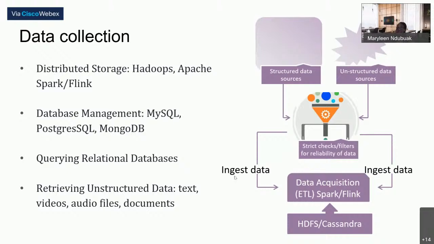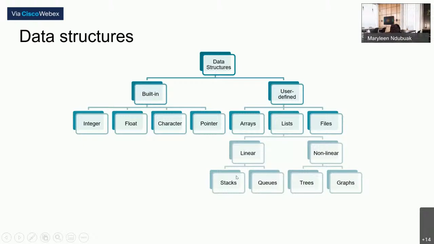Then the next is data structures, more like how do you store this data in a structured way such that you'll be able to query the data, you'll be able to use it to do several things that you want to do. And this is very, very, very important, because you're going to deal with it a lot when you get to working hands-on on data science projects. So there are different data structures. You have built-in ones like integer, float, you may be familiar with this, character, pointer. So these are built-in, you already have them.